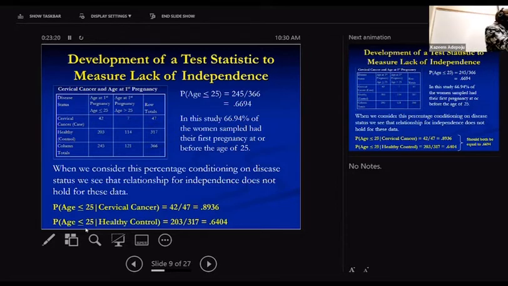Now take a look at this. The only condition under which they're going to be independent, do you know the only condition? The marginal probability must be the same as the conditional. Are they the same? Check. Is 0.6694 the same as this and this? Are they the same? No. Since they are not the same, then they are not independent. You know the meaning of not independent? It means it depends.